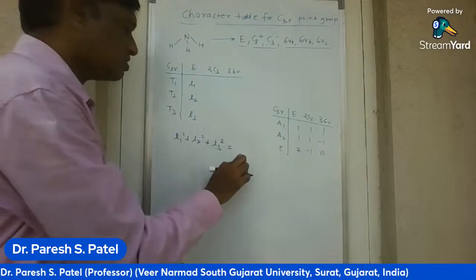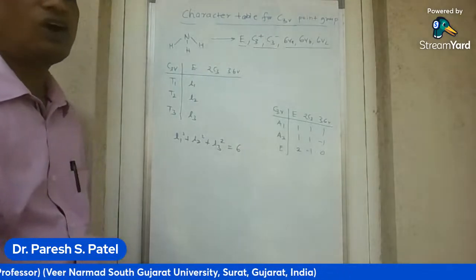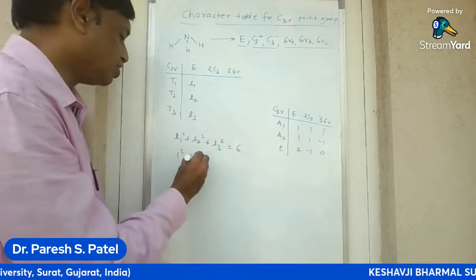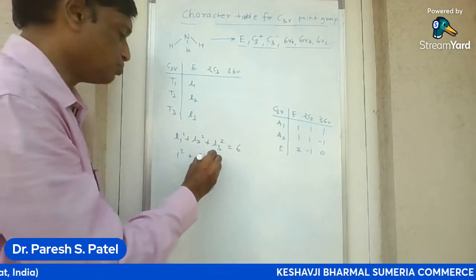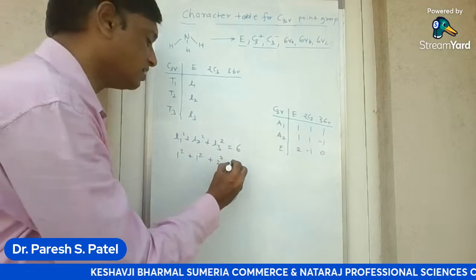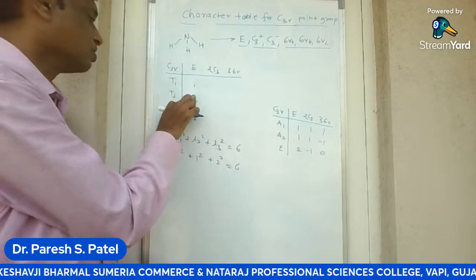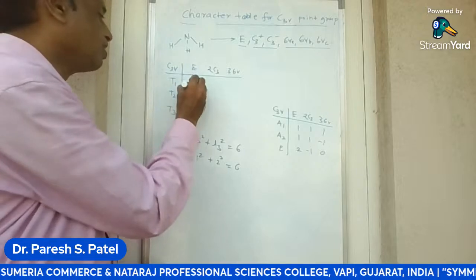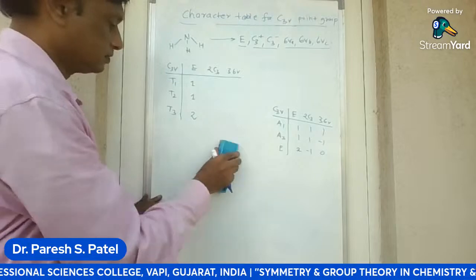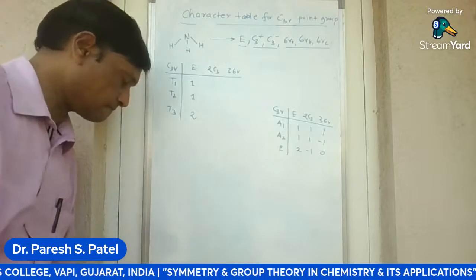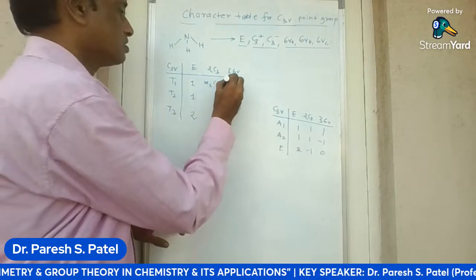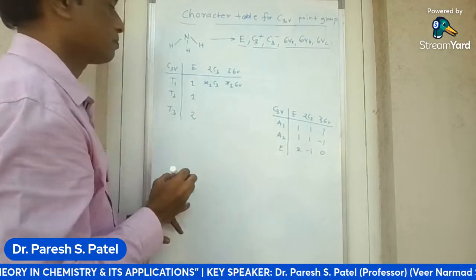In case of the ammonia molecule, the order of the group is equal to 6. And this is possible if any two representations are one dimensional and the other one is two dimensional, then this equation can be satisfied. So if we take 1, 1, and 2. Suppose this one is character 1 C3. This is character 1 sigma V.